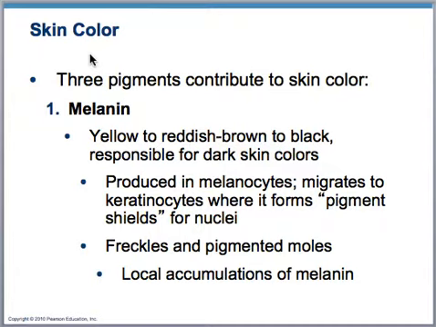This pigment melanin is produced by melanocytes and migrates to those keratinocytes, remember those mature keratinized cells, where it forms pigment shields that protect the cell's nuclei, which store its DNA, from UV radiation. Freckles and other moles on our body, as we can probably now tell, are accumulations or clusters of melanin pigment. So any freckle or mole you might have is a localized accumulation of that melanin pigment.